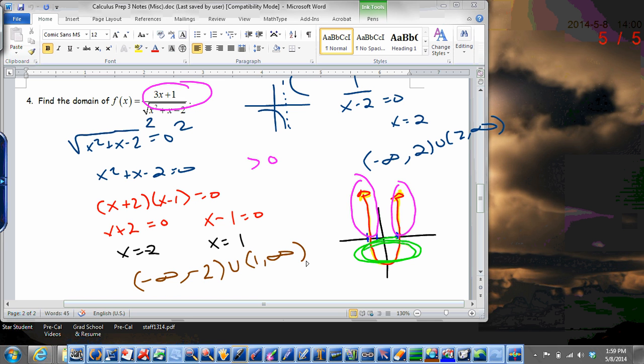All right? If you didn't understand that, let me break it down real quick. Set bottom equal to 0, find the numbers, then we're using everything but those numbers and everything not in between those numbers. So, yeah. All right.